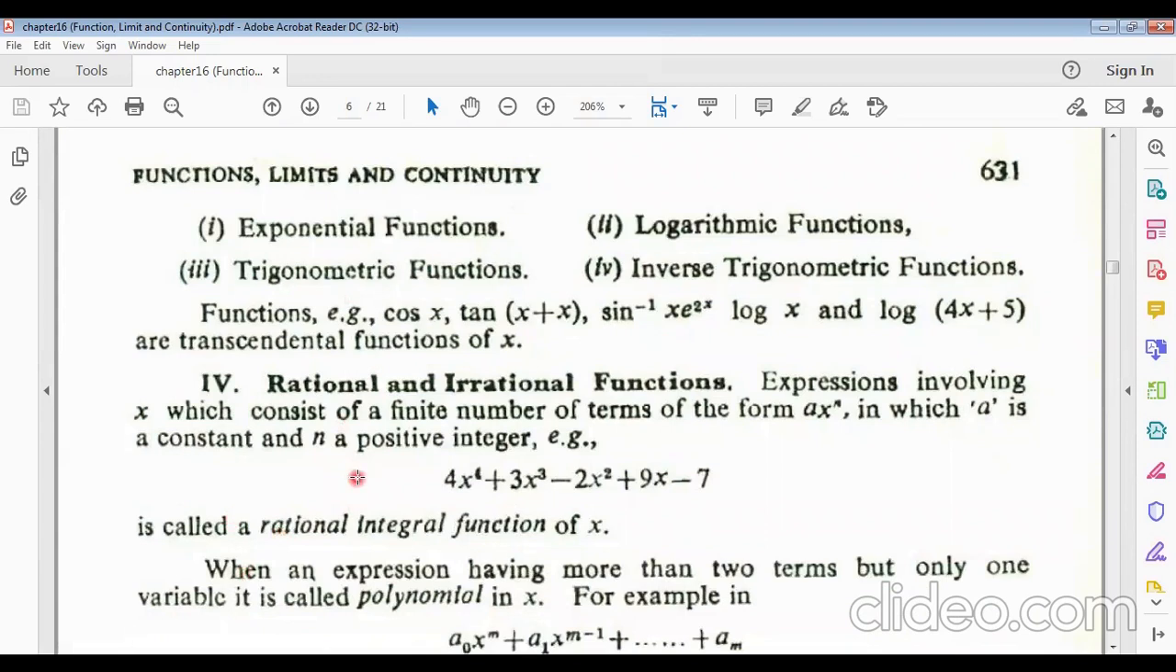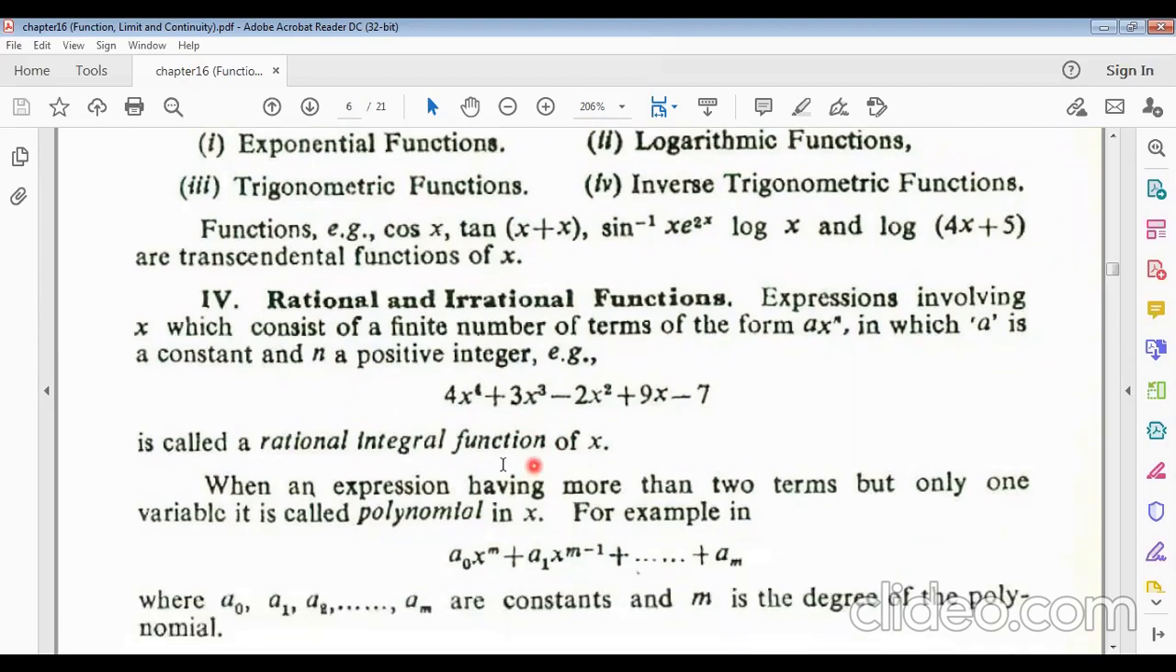Now rational and irrational functions. Expressions involving x which consist of a finite number of terms of the form a into x to the power n, where a is any constant, any number. That means 4 into x to the power 4, 3 into x to the power 3, that is, a into x to the power n types. In which a is any constant and n is a positive integer. These types of function are called rational integral functions.